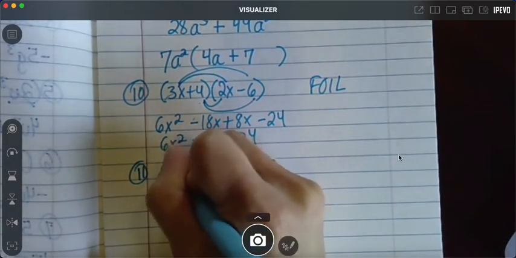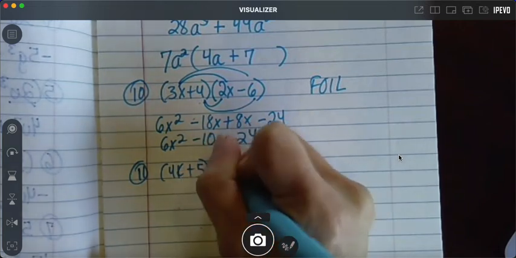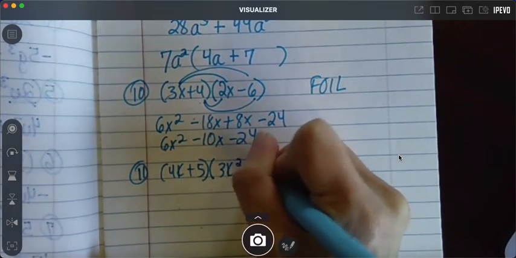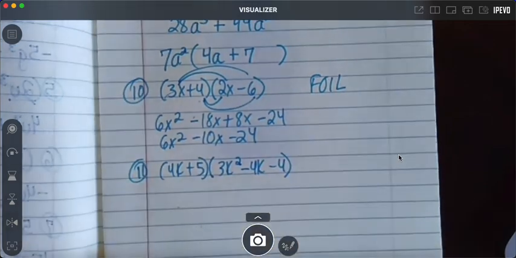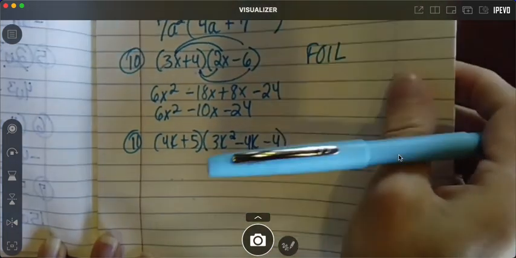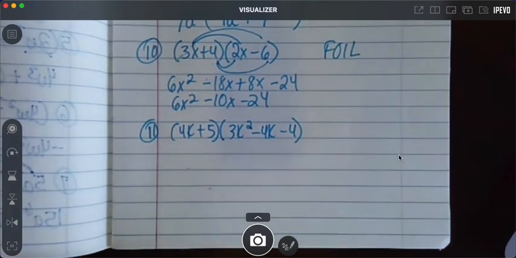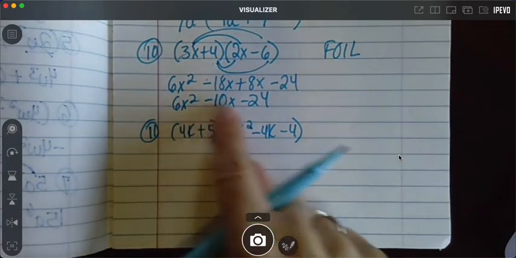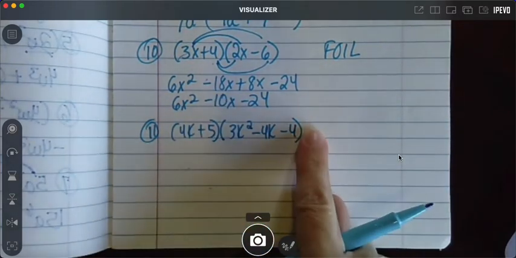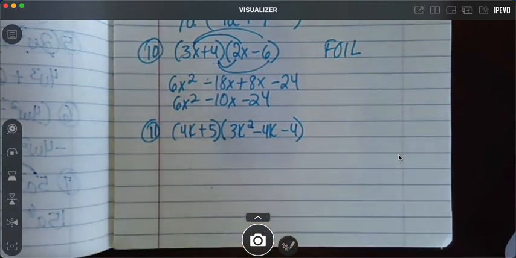4k plus 5 times 3k squared minus 4k minus 4. Okay, there was one like this on your project, speaking of which must be turned in today, correct? It is due today, your farm project. Several of y'all kept getting confused on this one. You have to distribute this number to everything, distribute this number to everything, and combine like terms. So there will most likely be one of these on your final.